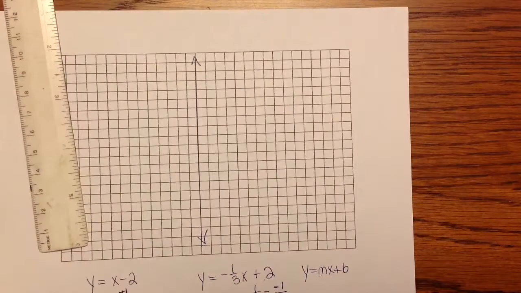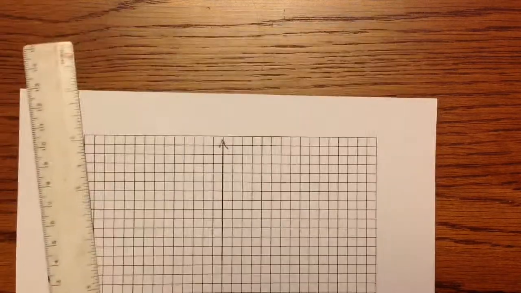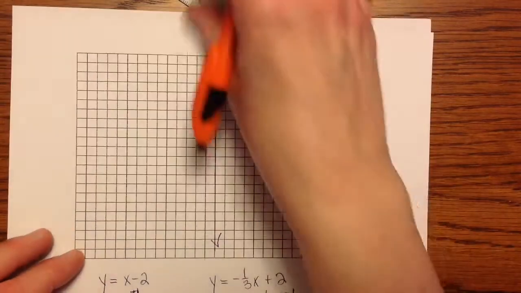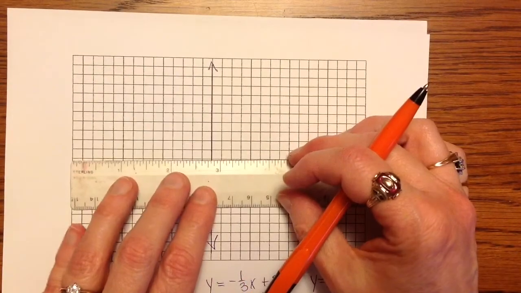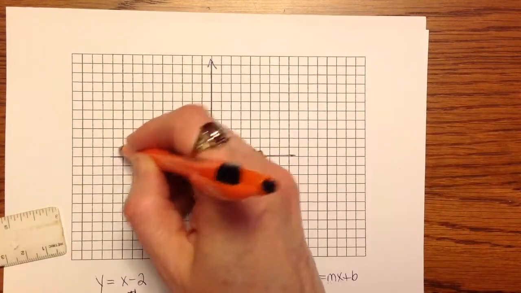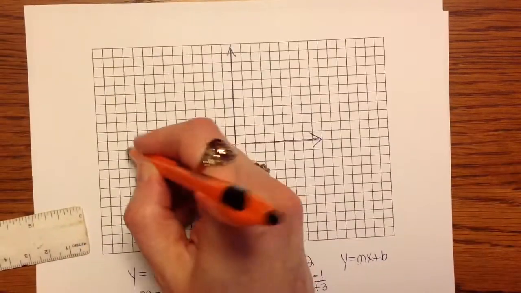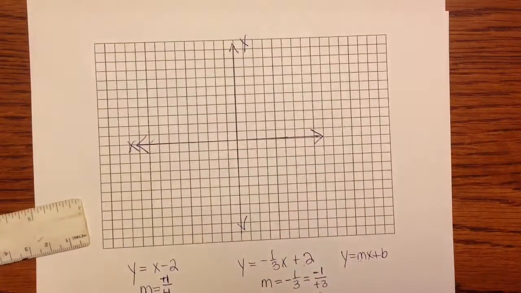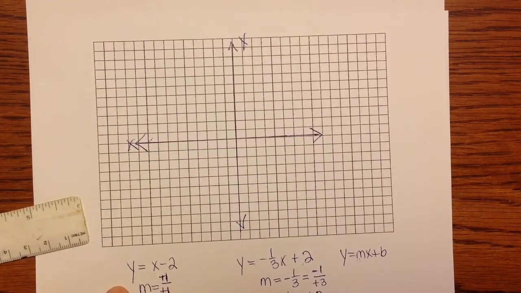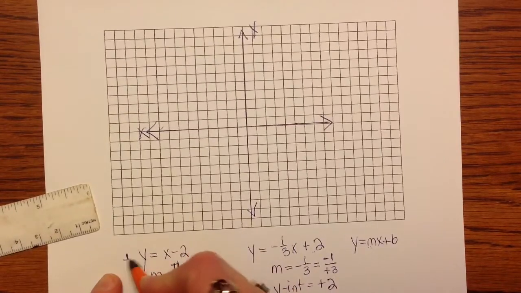I don't know if you can see that color on that graph paper or not. Let me put some paper under it. Yeah, I think you can. I've got my x-axis, got my y-axis, and I'm not sure I have a different color pen. If I do, I'll try to graph them in different colors. I'm going to graph this one as the first one.